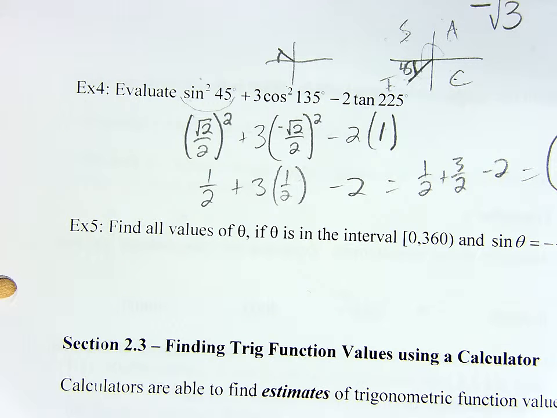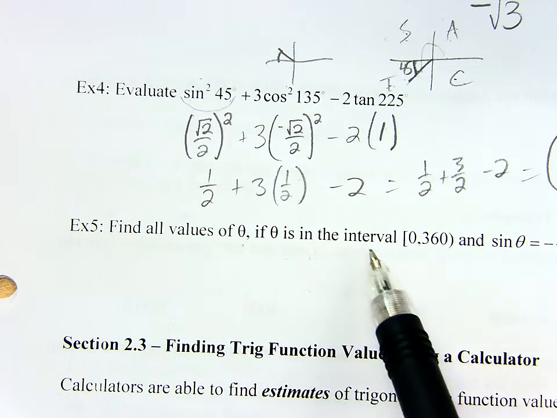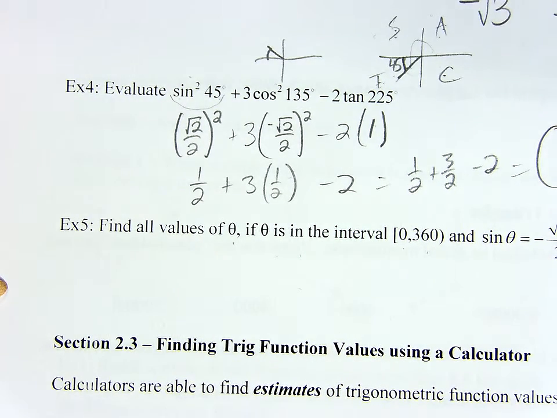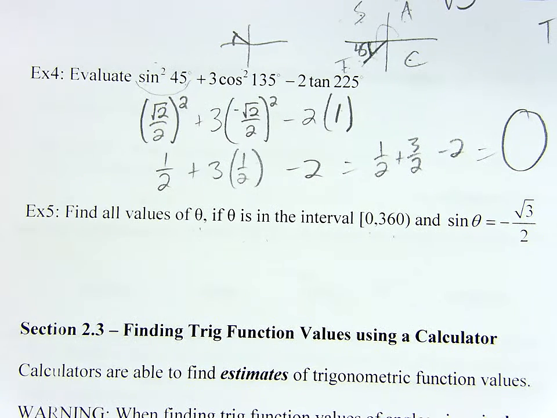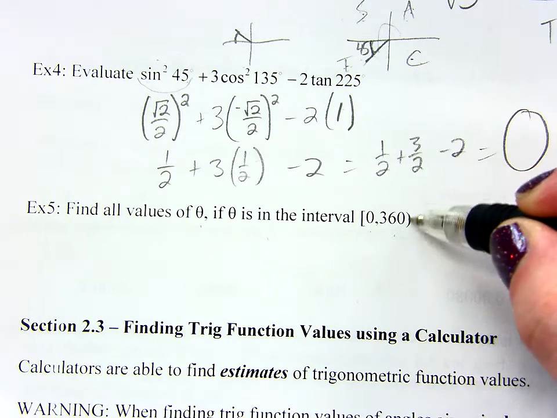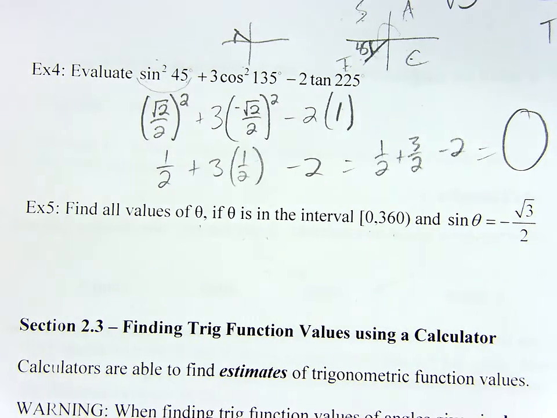All right, so example 5. Find all values of theta if theta is in the interval [0, 360) and sine is equal to negative root 3 over 2. What, Miss Sabia, I already don't understand. What does this interval business mean? Do you know what it means when you have a closed bracket and then a parenthesis over here? Are you familiar with this notation? No. Okay, so let me explain.